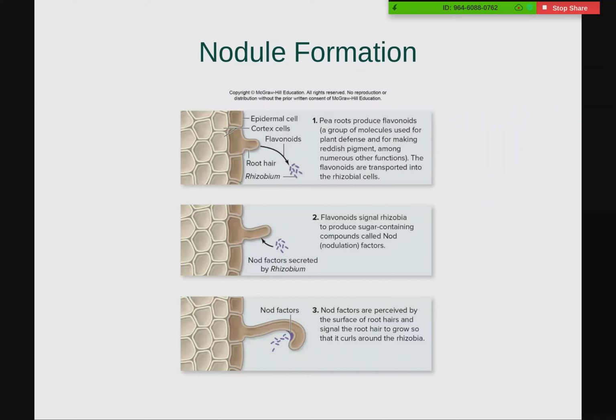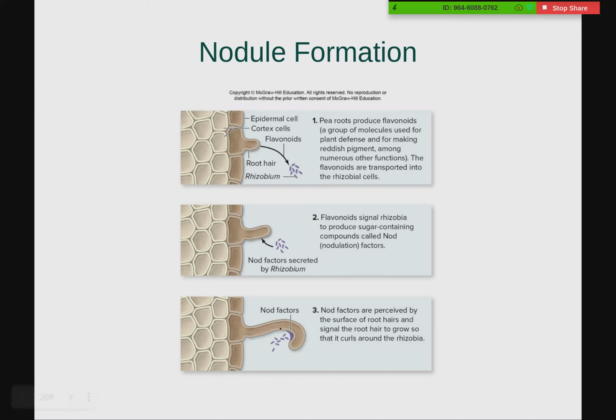And there's a really interesting way this develops. I just like to talk about it briefly because I find it really fascinating. We have the epidermal cells and the cortex cells in the plant root. The plants secrete these organic compounds called flavonoids, which recruit these rhizobium bacteria. In return, once the rhizobia get there, they secrete these nod factors that change the biology of the plant.